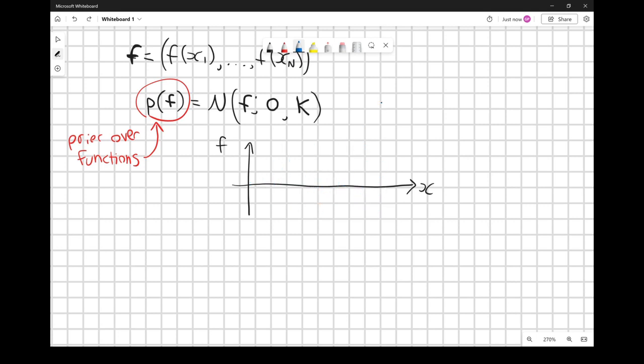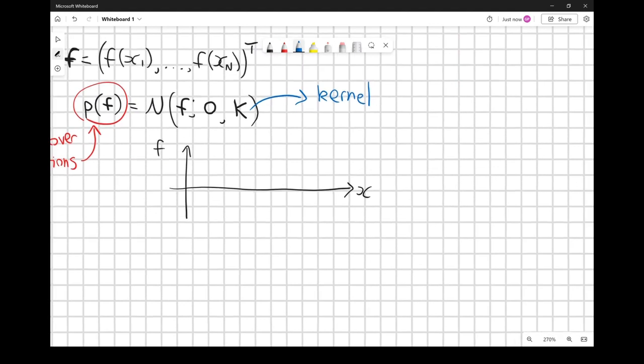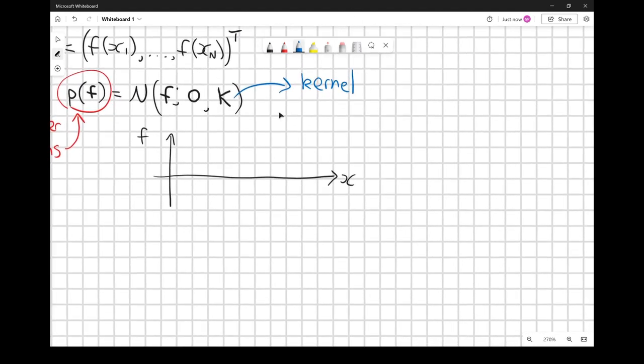A classic way to do this is to specify this covariance matrix using something called a kernel. When people talk about Gaussian process kernels, they're usually referring to an equation that's used to formulate this covariance matrix. And we're going to use a classic example called the squared exponential kernel.